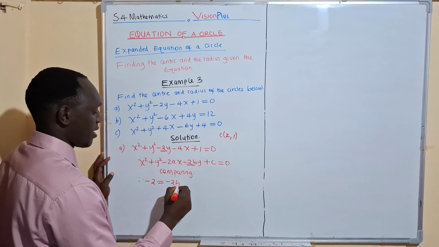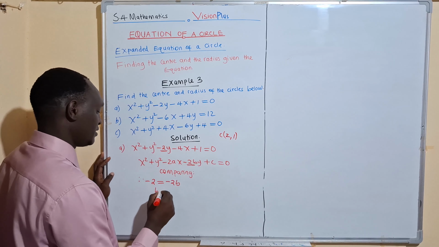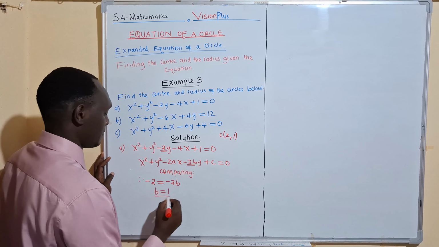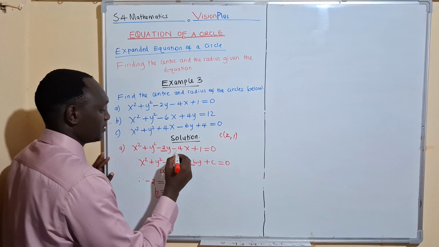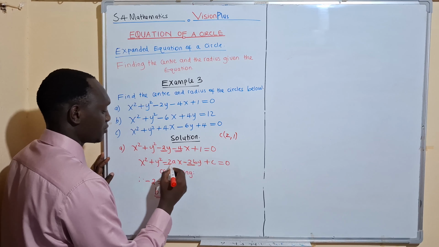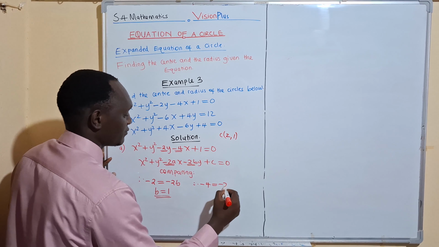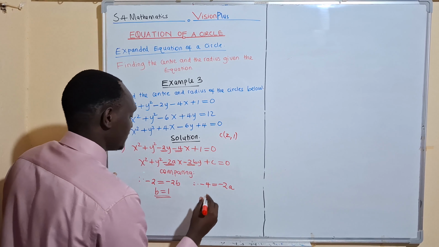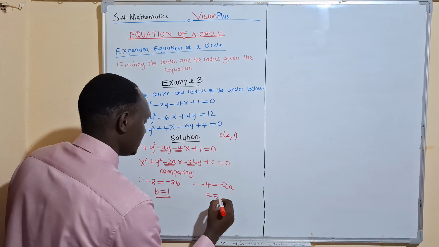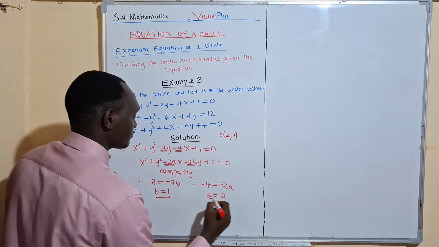Here -2, therefore -2 corresponds to -2b. Those are coefficients of y. That means here b becomes +1. When you come to coefficients of x, -4 corresponds to -2a. Also -4 equals -2a. Divide both sides by -2. You find that here a is +2.